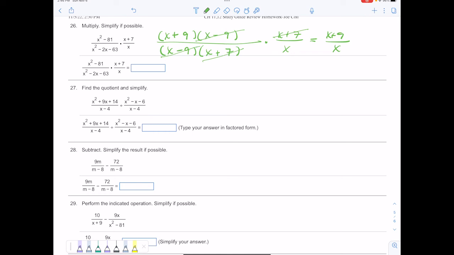Okay, and I will caution all of you, please make sure you don't cancel the x's. Anytime they're separated by a plus or a minus, you cannot cross those out. So please be careful with that.